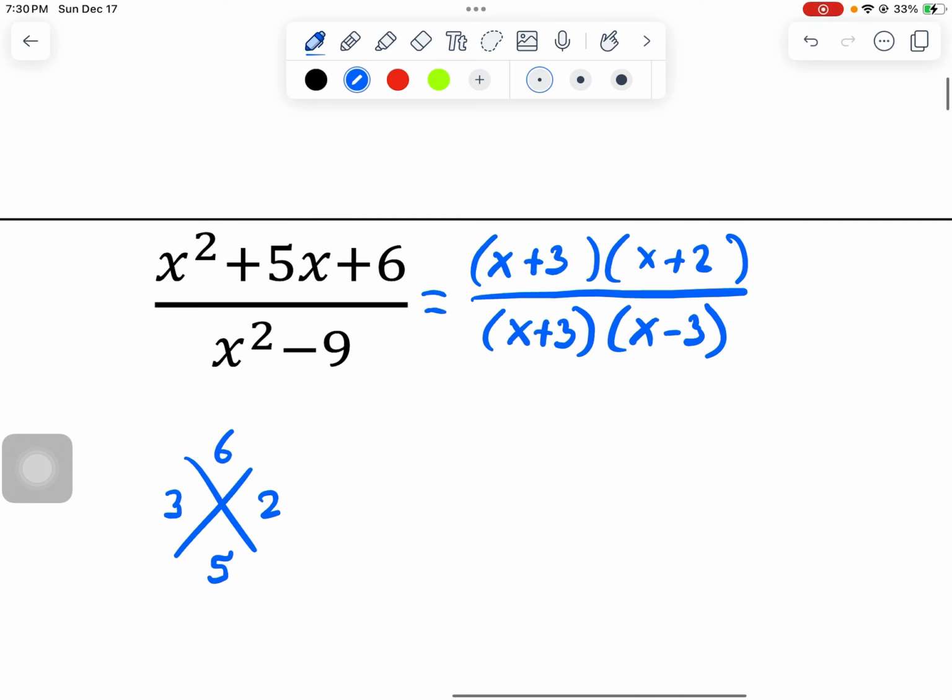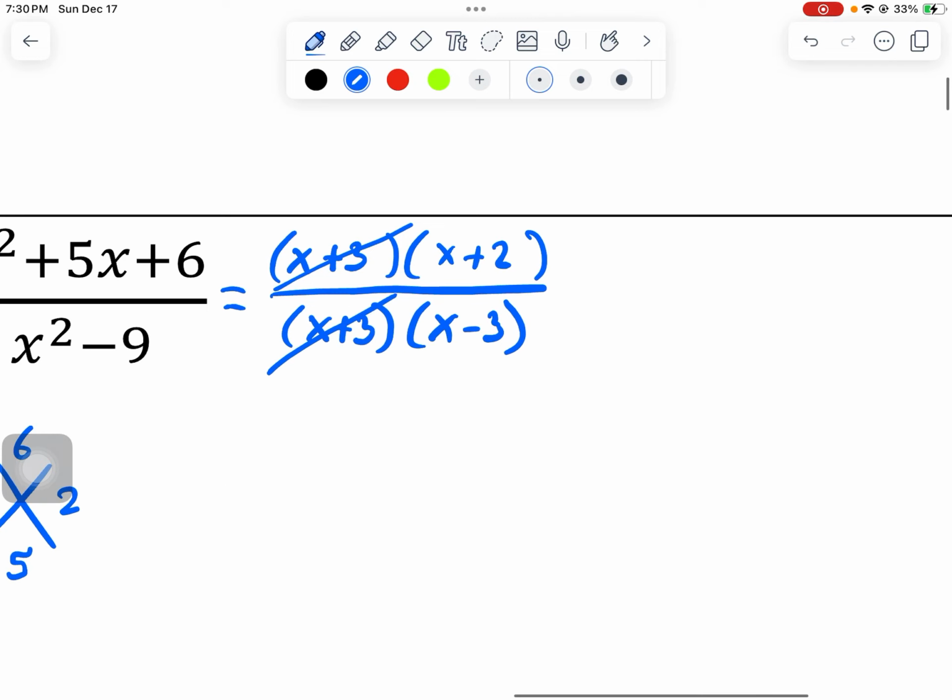We're looking for common factors, and almost always we're going to see something that we can cross out. So we can take out an x plus 3 and an x plus 3, and then we're just left with x plus 2 over x minus 3.